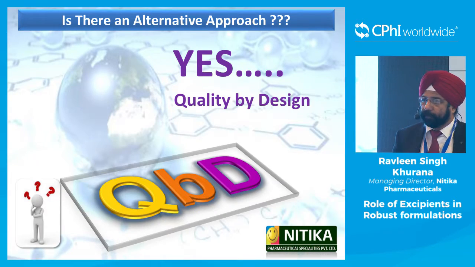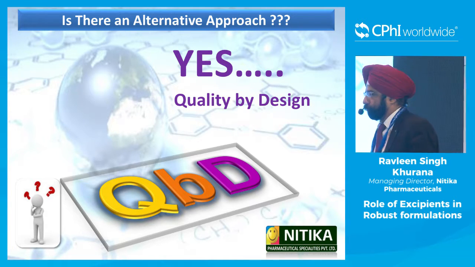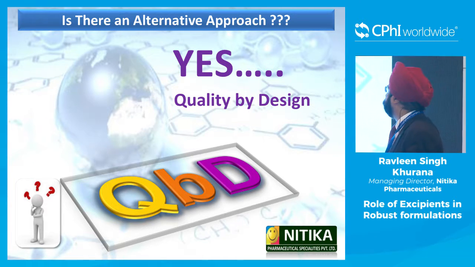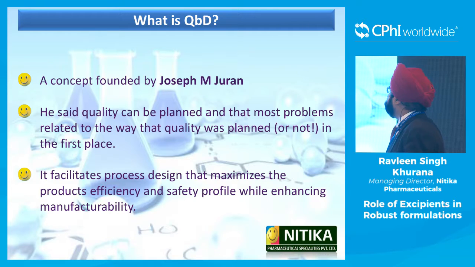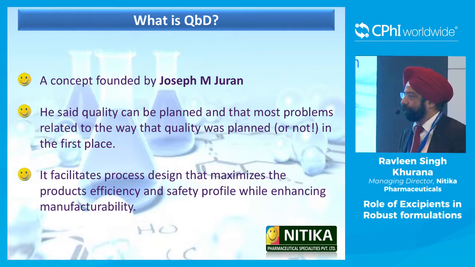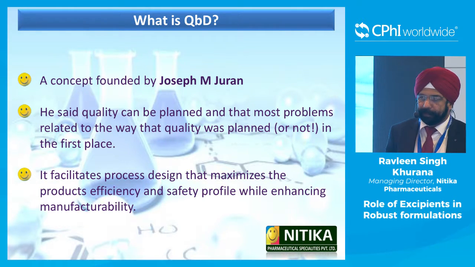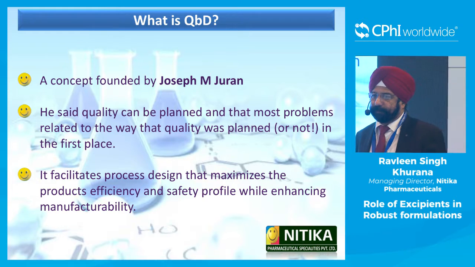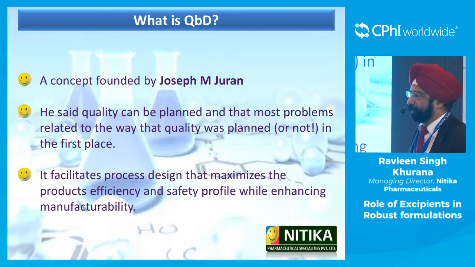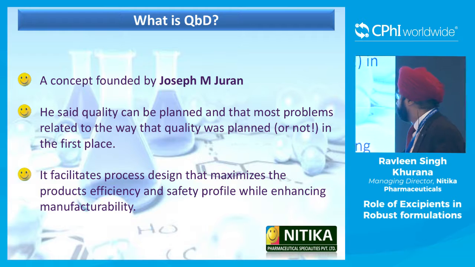So, is there any alternative approach? Yes, the approach is the QBD approach. We'll see how this approach will help us in selecting the excipients. This is the concept of QBD, which essentially puts the thrust on planning things at the time of developing. That means the onus of quality is shifting from QC, QA to the R&D. When you are developing a formulation, you should ensure that you are planning things in advance.